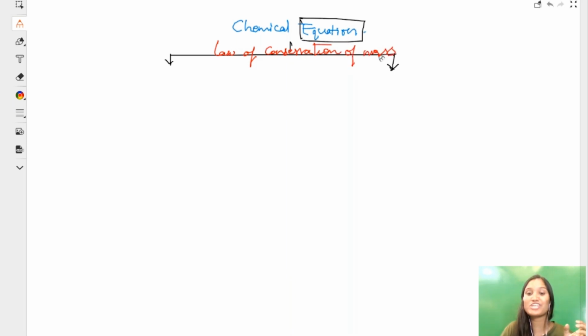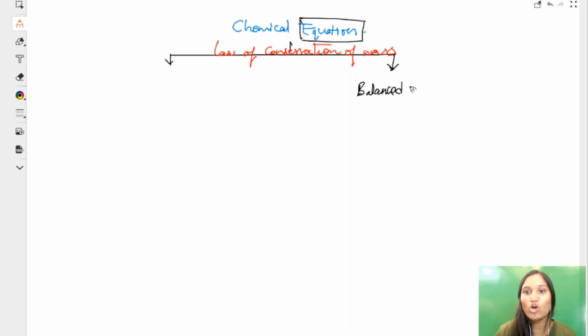In physics we have studied that mass can neither be created nor be destroyed. The same thing applies to the entire universe, not only to physics or chemistry. So based on the law of conservation of mass, if you have an equation which is following the law of conservation of mass, you call it a very ideal equation, and the technical term for that is balanced chemical equation.